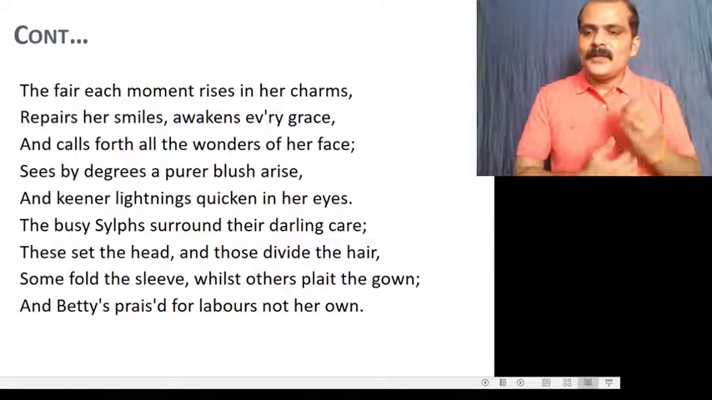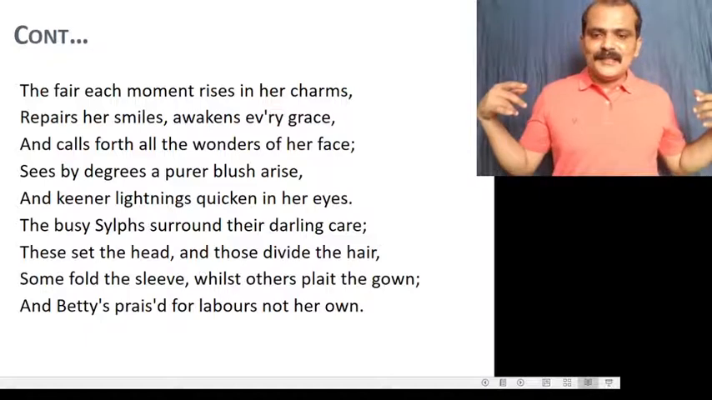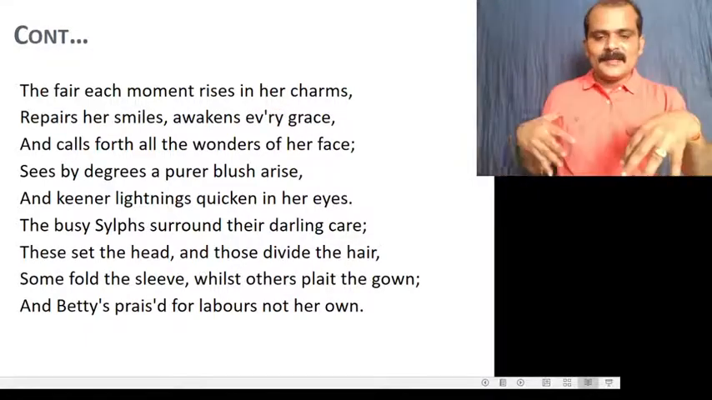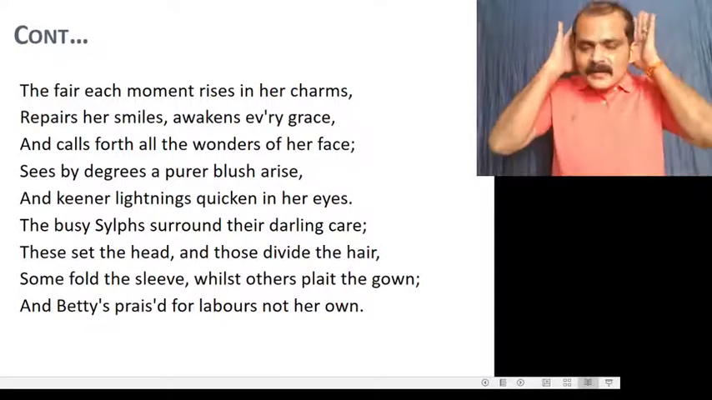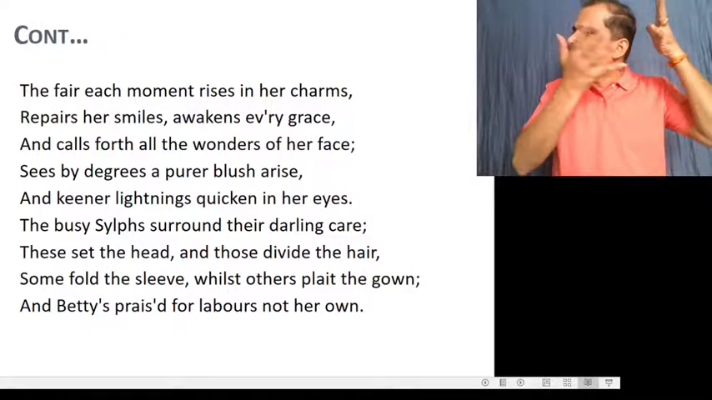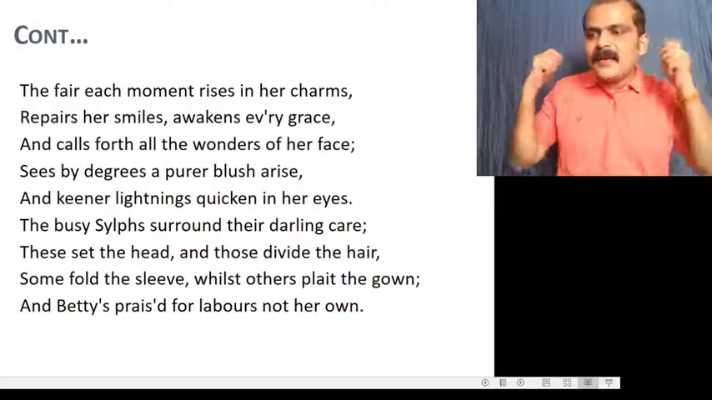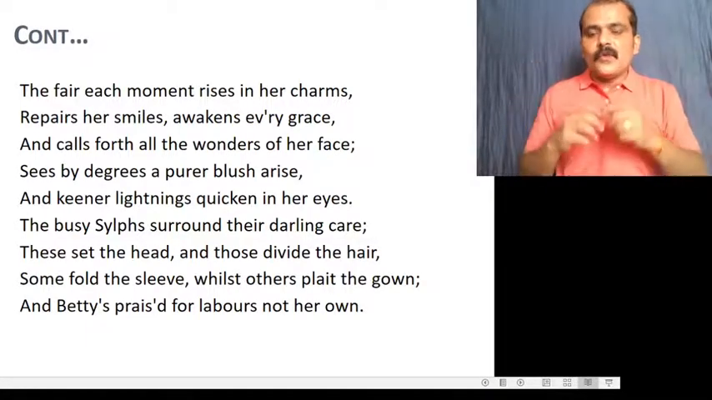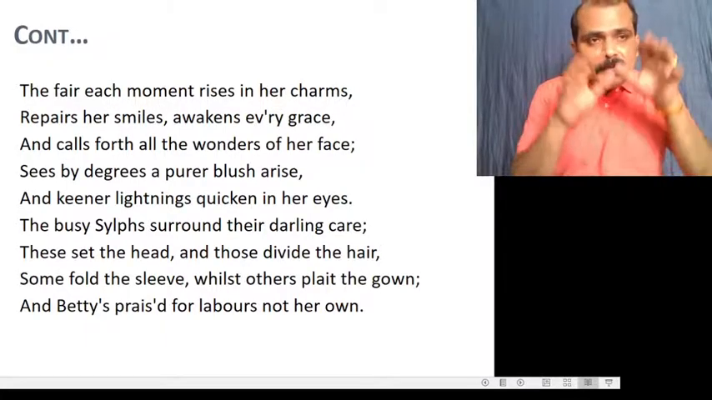So look at the busy sylphs, like angels looking after each and every one, surrounding their darling care. These set the head. One is setting the head, and another divides the hair, plaiting it and looking after the hair, and some fold the sleeves, and even plait the gown.